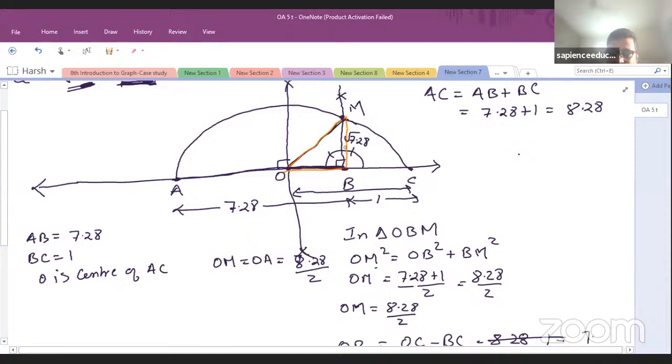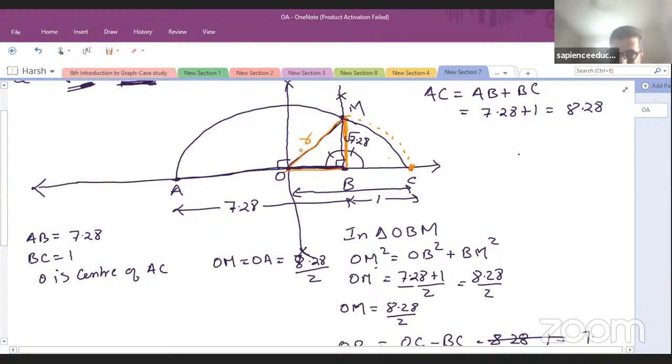You know everything. This distance is under root x, and then you will take an arc and drop it wherever they cut. That is the point. It will not come at C, it will come somewhere here. That is the point. And how this is under root 7.28, for that you have to find this.